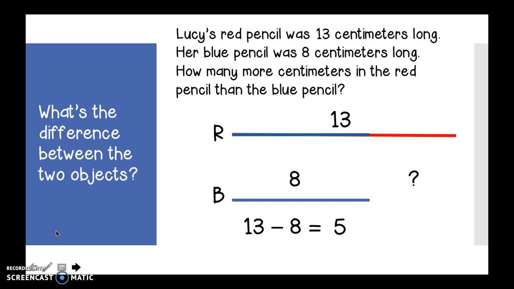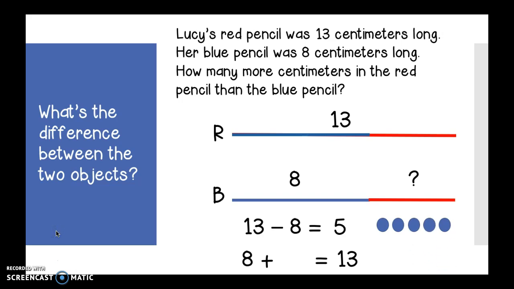Because I know they're related facts, I could also say that I started with 8 and added a little bit more, and that would give me 13. I could have solved this in 2 different ways. I could have had 8 and then added in a little bit more to match up with that red line. So that's like saying 8 plus something equals 13. I can just start at 8 and count on to get to 13. 8, 9, 10, 11, 12, 13.